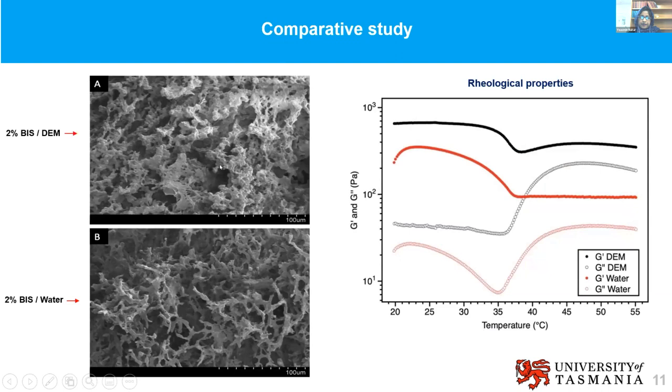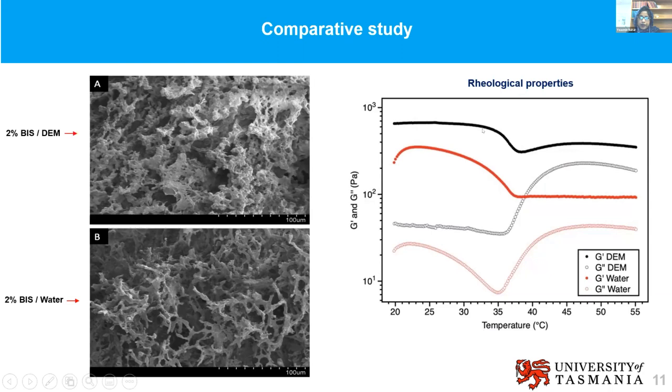This is the SEM photos of them. Those hydrogels prepared in deep eutectic monomer, those freeze-dried structures, showed that they are more globular in nature, while those prepared in water, on the lower bottom one, are more fibrous, having porous morphology with large voids.